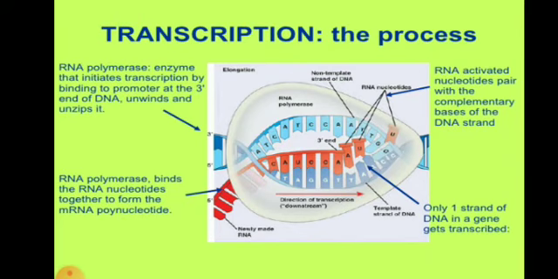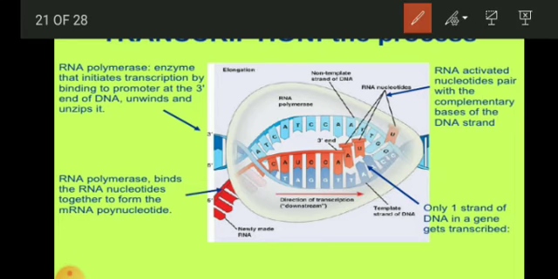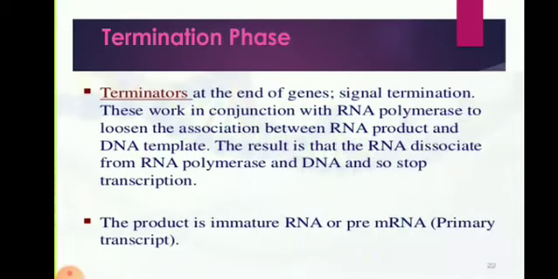You can also see the process here, how RNA polymerase transcribes. So this is the template strand, and these are the nucleotide triphosphates that are attaching to it. Phosphodiester bonds are forming, and the transcribed strand is moving out of the polymerase. Now you'll see the termination phase, which is also very important. That is also called signal termination.